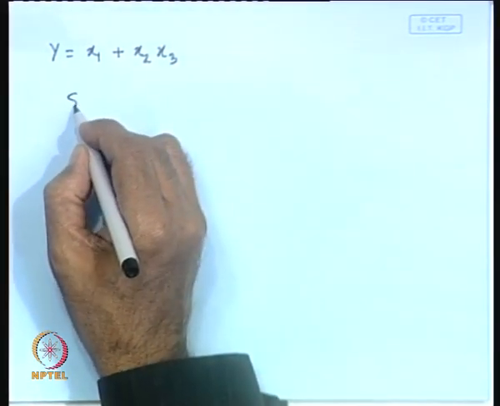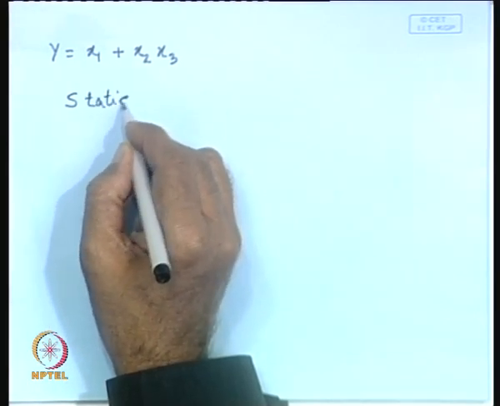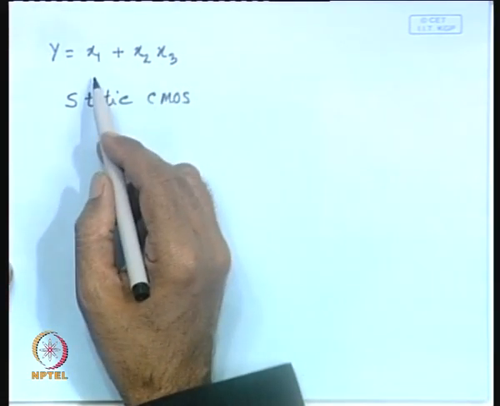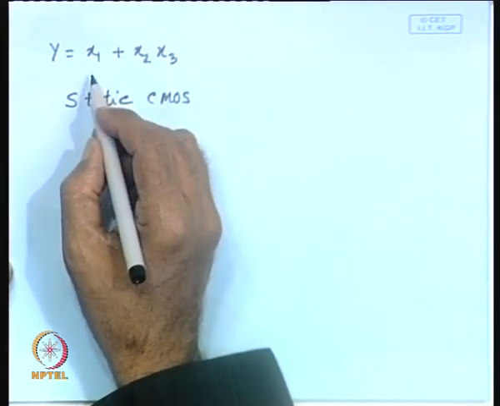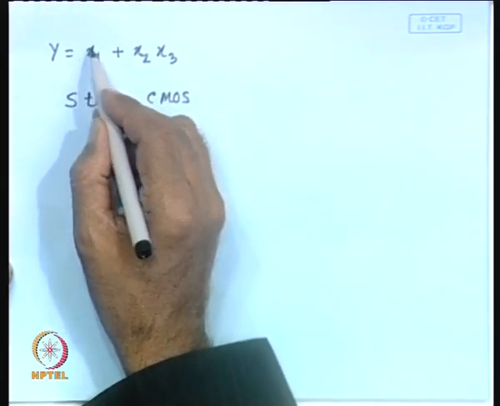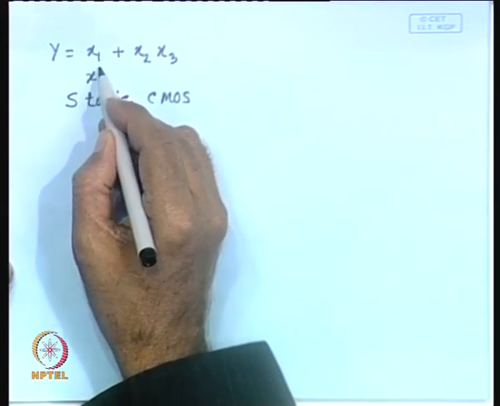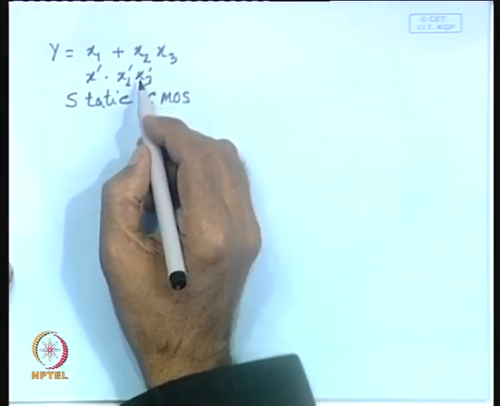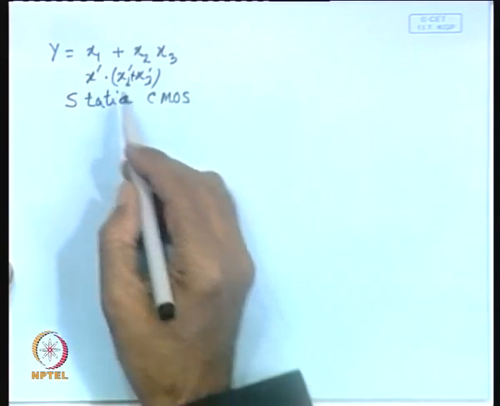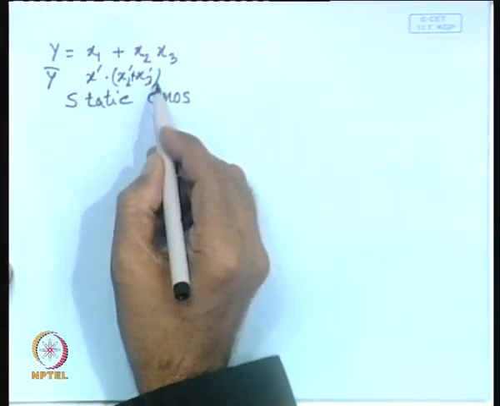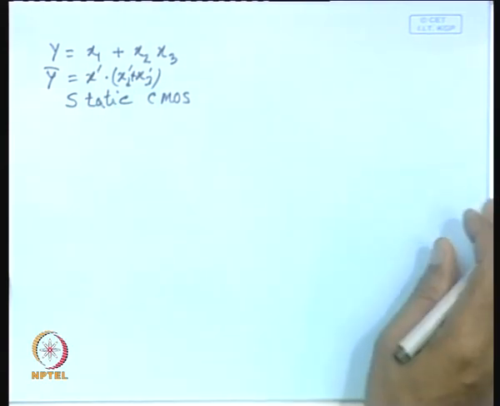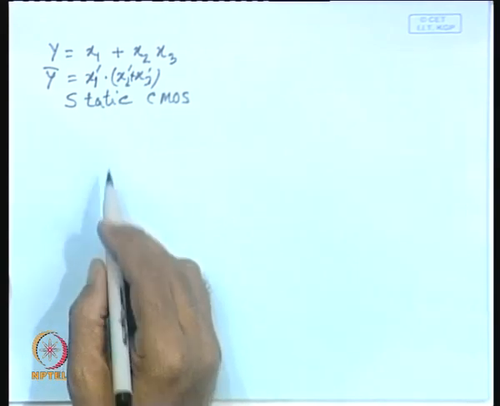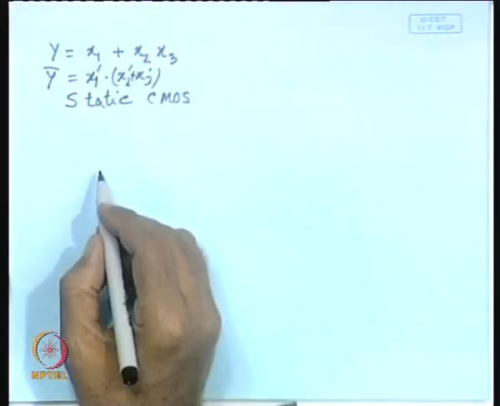So, using static CMOS, what will you do? You have to take the complement of this, that means x1 bar dot (x2 bar plus x3 bar). So, this is your y bar. So, the network will correspond to x1 bar dot x2 bar plus x3 bar, and the circuit will be like this.